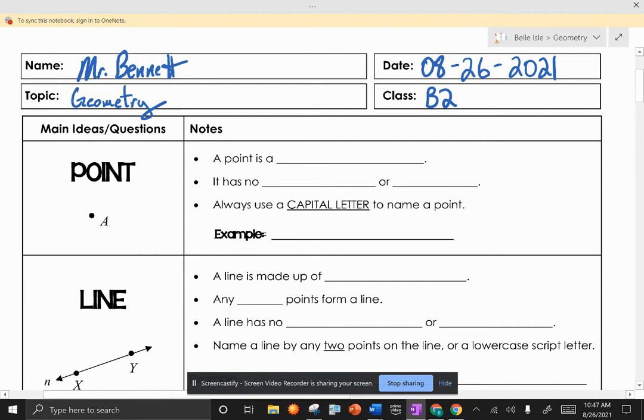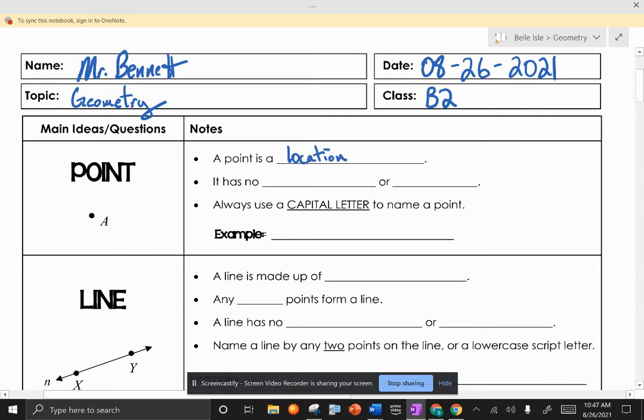So no. I see what you're saying, like a decimal point. What I'm thinking more of is points on a graph or points on a line. Yeah, that's a good way to say it. So we're going to say a point is a location.